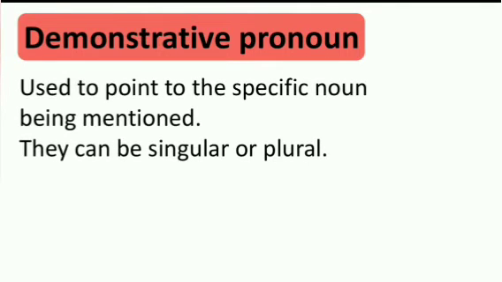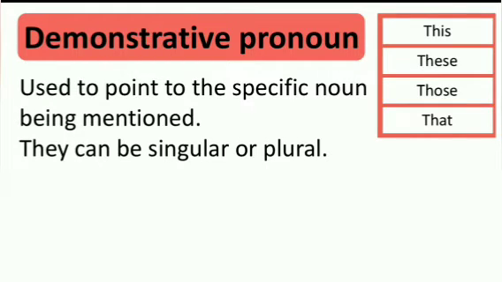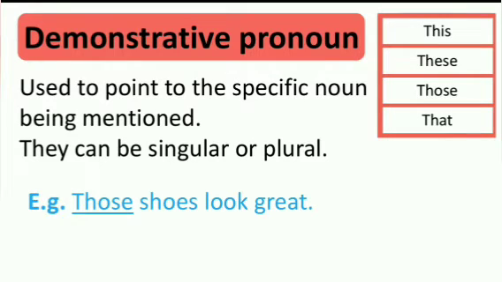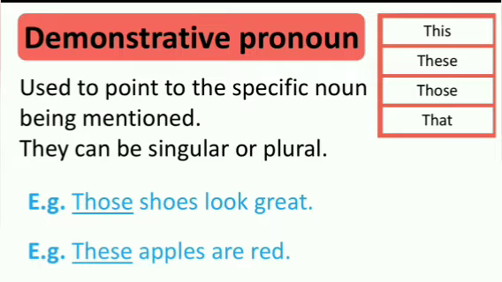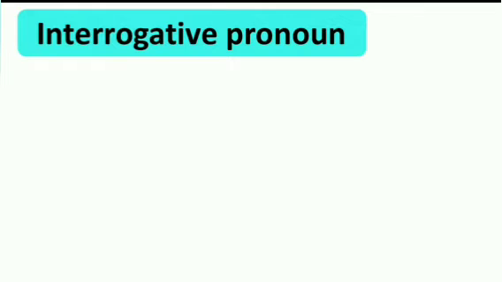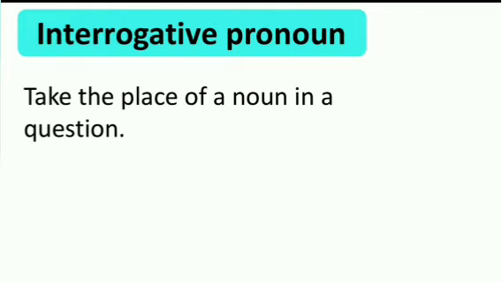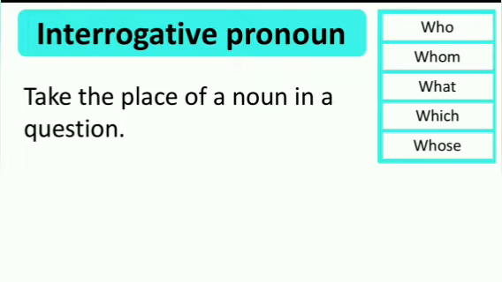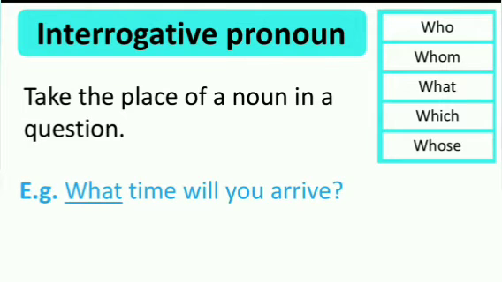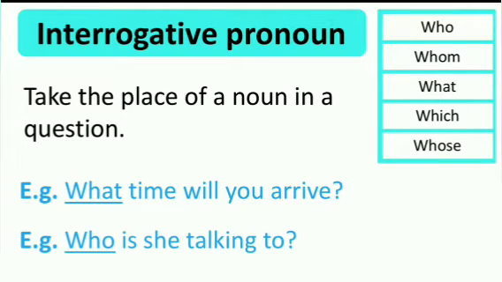Demonstrative pronoun. This type of pronoun is used to point to the specific noun being mentioned. They can be singular or plural. For example, this, these, those, that. Those shoes look great. These apples are red. Interrogative pronoun. This type of pronoun takes the place of a noun in a question. This includes who, whom, what, which, whose. For example, what time will you arrive? Who is she talking to?